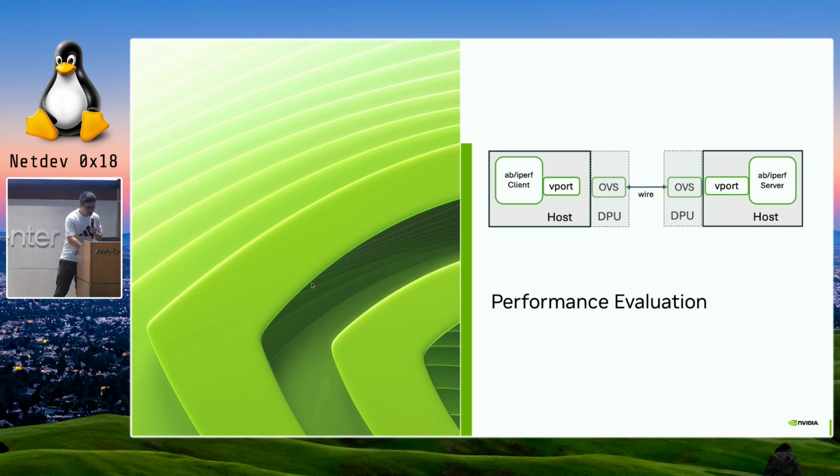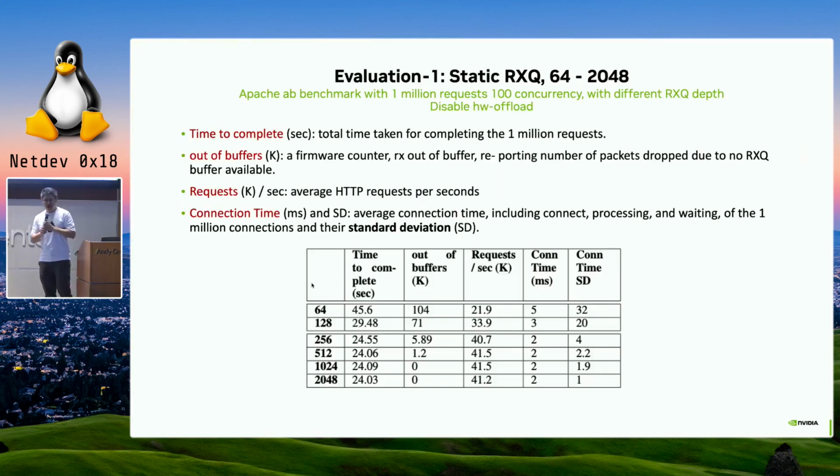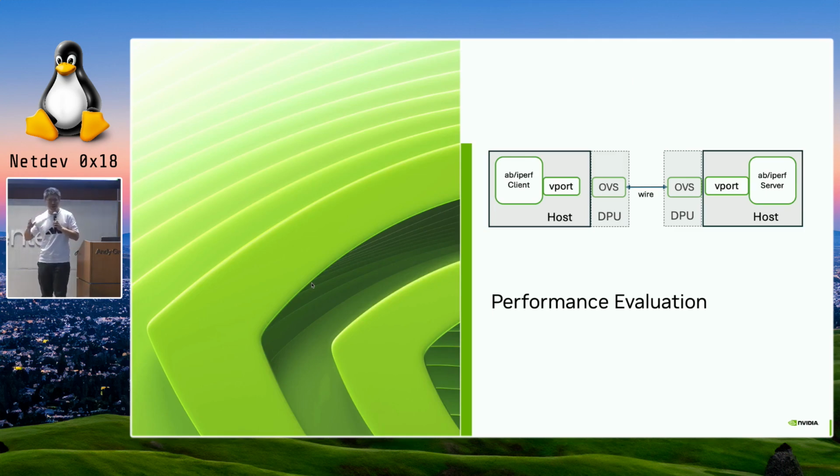So, more performance evaluation. Here we want to run the Apache benchmark. We set up 2 machines connected back to back, and for each machine we have 1 vPort, and we're running iPerf and the Apache AB benchmark. The traffic goes through OVS, and in OVS we disable hardware offload so that it goes through the slow path, exercising the different RxQ setups in the representative Netdev, and then we measure the performance.